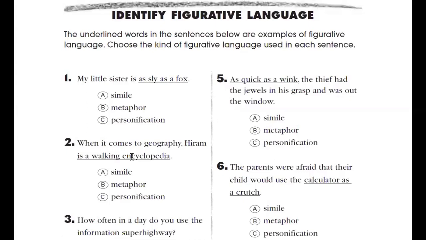So the sentence says, when it comes to geography, Param is a walking encyclopedia. Generally, geography is the study of earth. Geo means earth, graphy means study. So when you talk about the world, countries, population, and all this information, when it comes to geography, Param knows a lot about the study of earth. Now tell us, is it a simile, metaphor or personification?